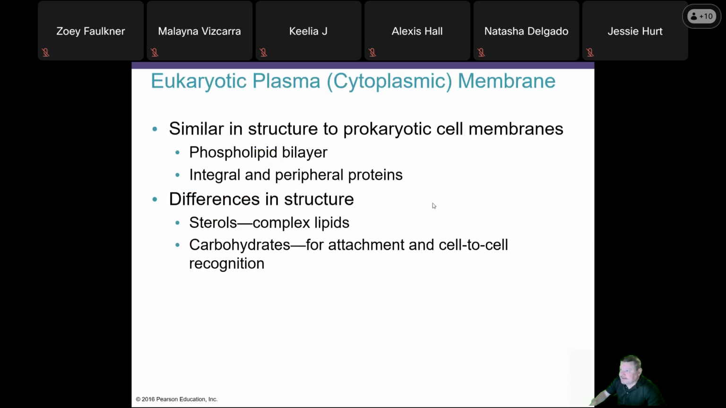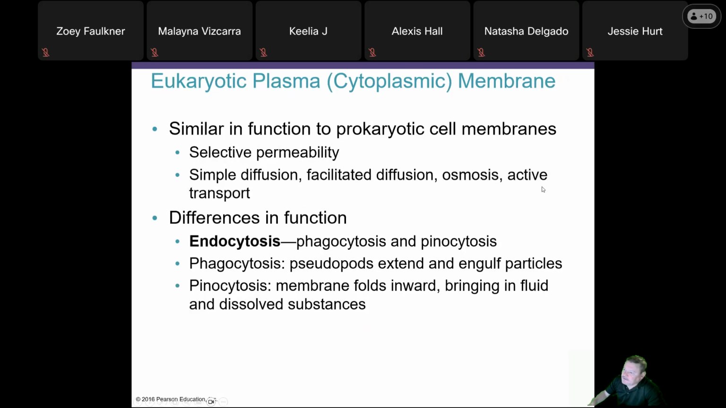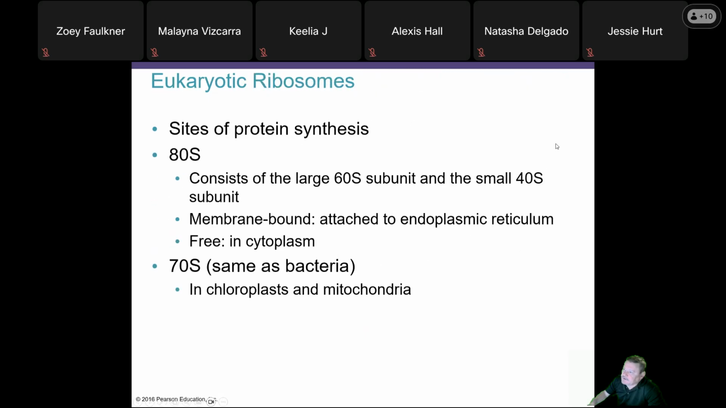So when we look at eukaryotic plasma membranes, they're similar to prokaryotic cell membranes. Again, it's a phospholipid bilayer. We have those peripheral proteins and integral proteins. Differences, we have sterols and carbohydrates for attachment and cell recognition. So there are some differences between them, and I think there's a chart in here. This is one I definitely want you to know, that eukaryotic cells are going to consist of 80S ribosomes, and then the 70S ribosome is going to be found in bacteria, right?